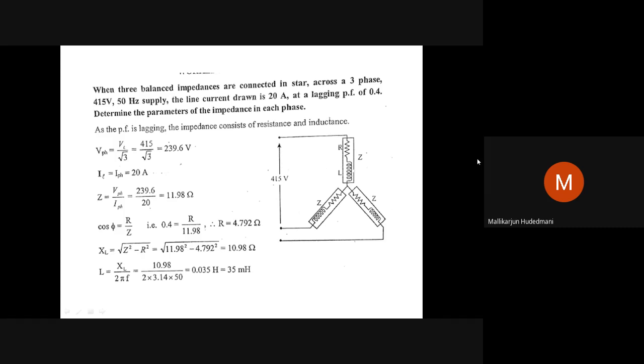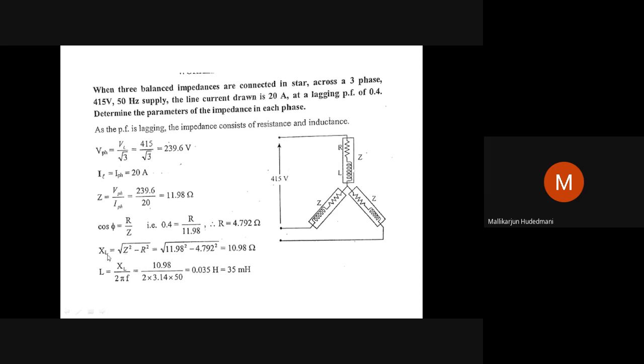Like that, you must remember the relationship, or the relationship of this triangle, Pythagoras relation, and the cos phi relationship. What is cos phi? R by Z. So Z you know, cos phi you know. Can you get R here? You can. 0.4 is equal to R by 11.98. What is R? 4.792 ohms.